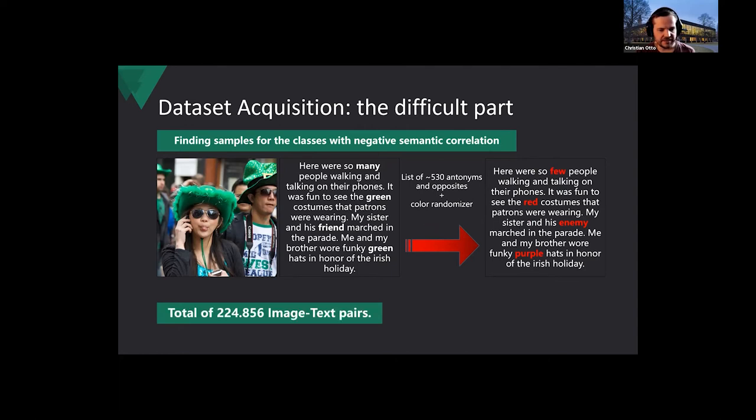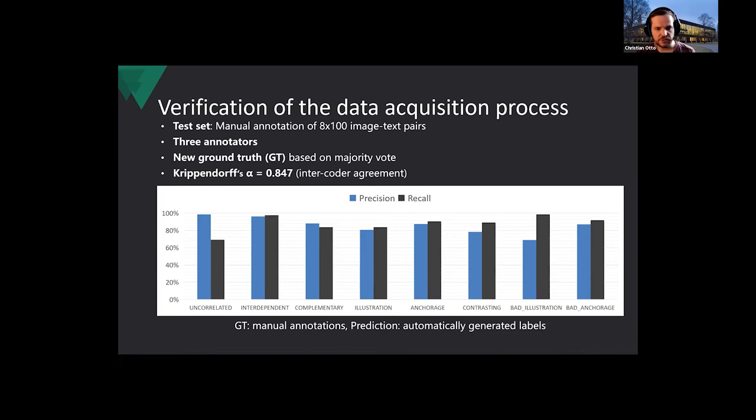And this approach yielded me a total of 224,000 and some image-text pairs for the deep learning approach that I want to show you next. First of all, in order to validate this data acquisition process, we did a manual labeling study with three annotators, and achieved an intercoder agreement of 0.847 according to Krippendorff's alpha, which is pretty decent.